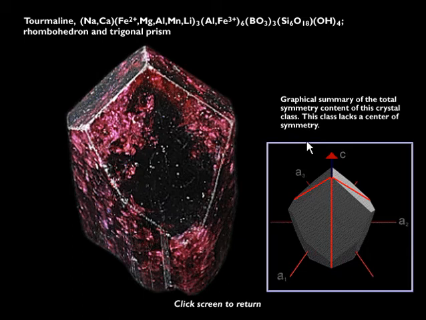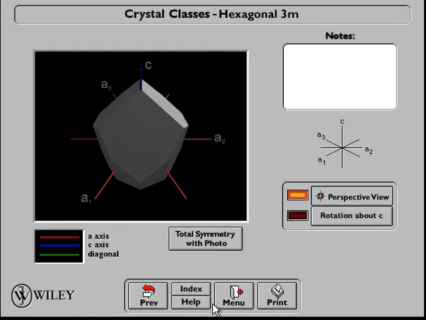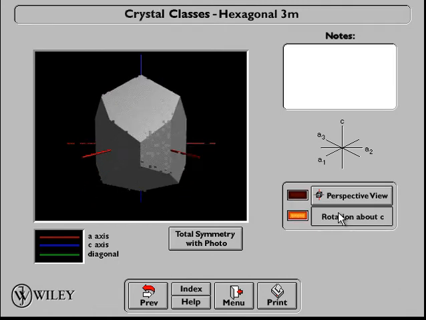So the graphical summary of the total symmetry content of this crystal class: this class lacks a center of symmetry. Here we have C with the symbol of a 3-fold rotation axis, and here we have a mirror plane. So we are making now the rotation. We have a 3-fold axis and one mirror plane, and the mirror plane is from here to here. We are making a rotation about C.